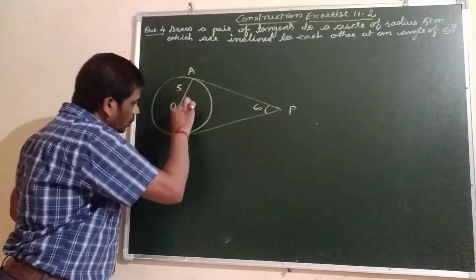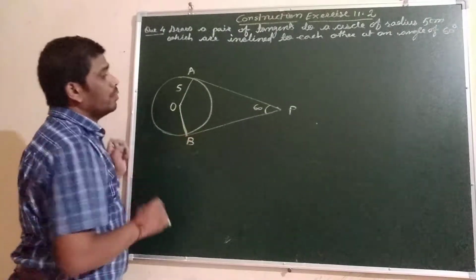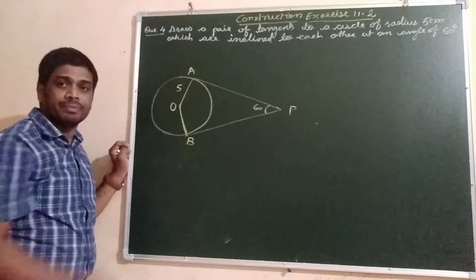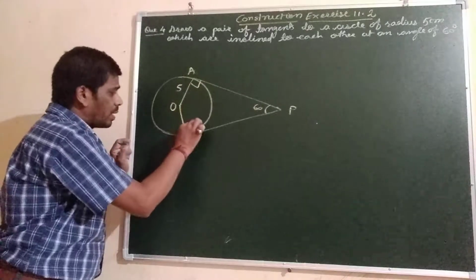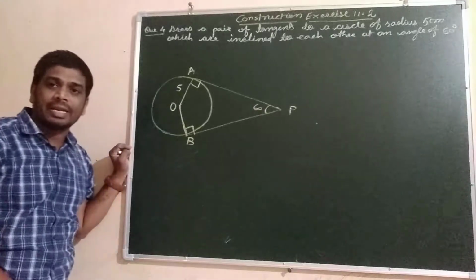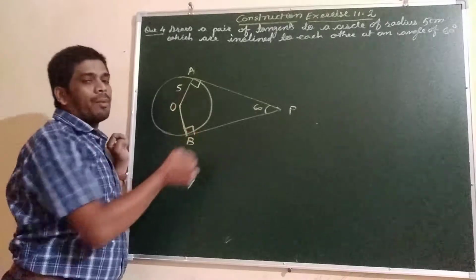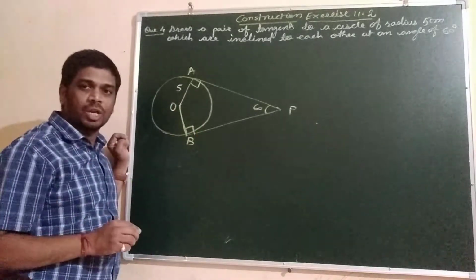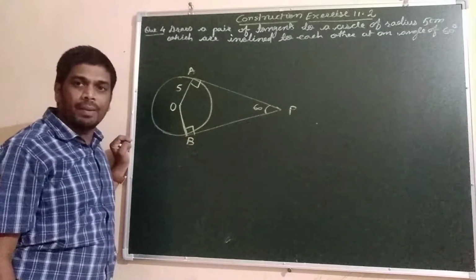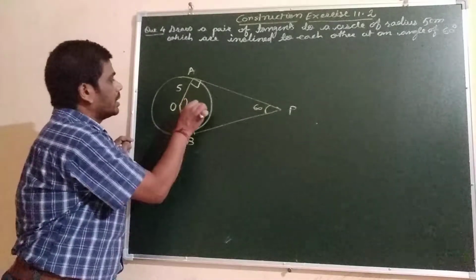Now you know that this point also will join. This point will be B. We know that every tangent is perpendicular to the radius at the point of contact. So this is 90 degree. This will also be 90 degree. You know this AOBP is a quadrilateral. So by the angle sum property, the sum of interior angles of a quadrilateral is 360 degree. This is 90, this is 90, 60, so 90 plus 90 plus 60 is 240. So 360 minus 240 will be 120 degree.